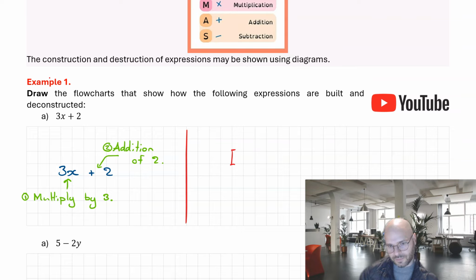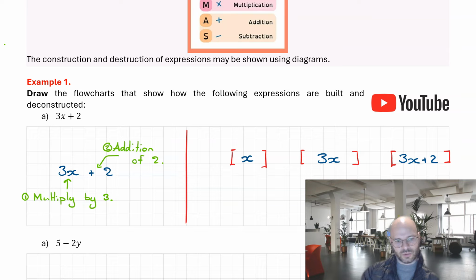Starting off, I'm going to draw a box and put my x inside the box. This implies that we're starting off by building our expression up from x. Next, I'm going to put a box to the right, and I'm going to show that my x is going to become 3x. And then finally, my expression is going to become 3x plus 2.